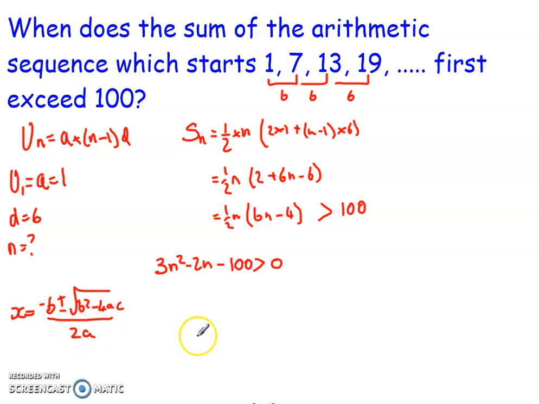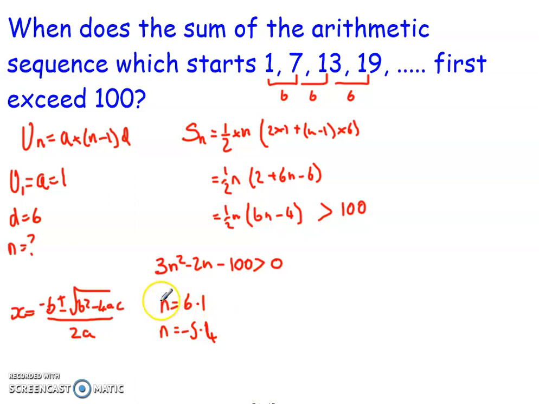what I end up getting is two values for n. I'll end up getting that n is equal to 6.1 and n is equal to negative 5.4. Both of these to one decimal place, so I've rounded them to that. Now, I want to know at which point I'm going to be bigger than 100. Straight away, though, I can disregard one of these two answers.